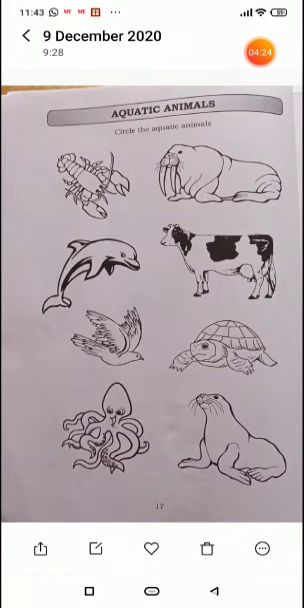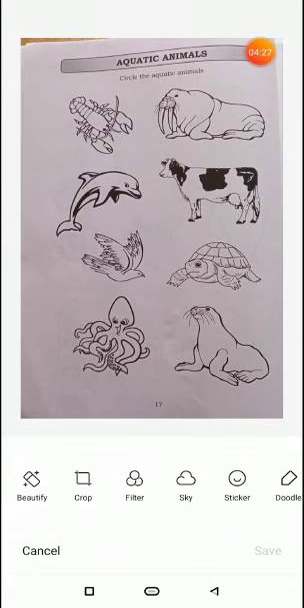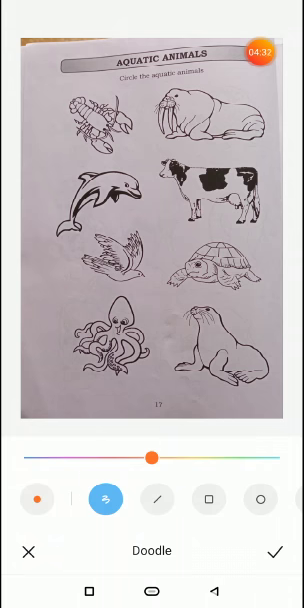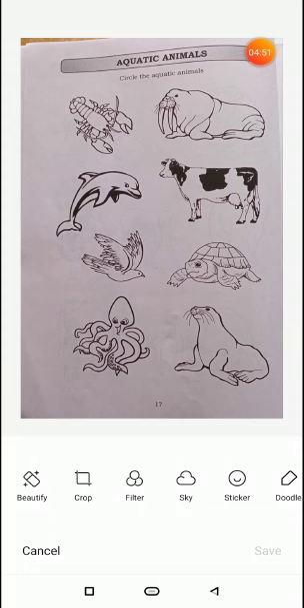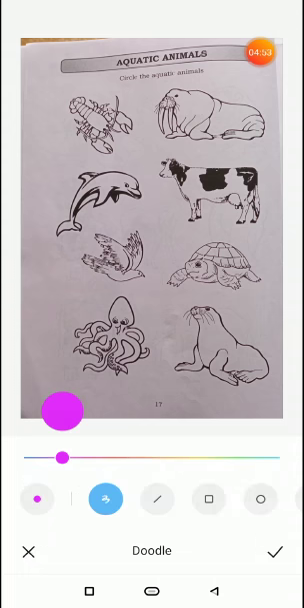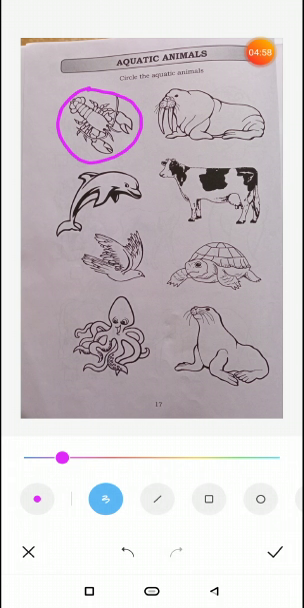Aquatic animals. Now aquatic animals are animals that live in water. So we have over here a lobster. A lobster lives in the water. So we have to circle the aquatic animals. We will circle it. Then we have, I'll circle it again, children. Then we have a walrus.